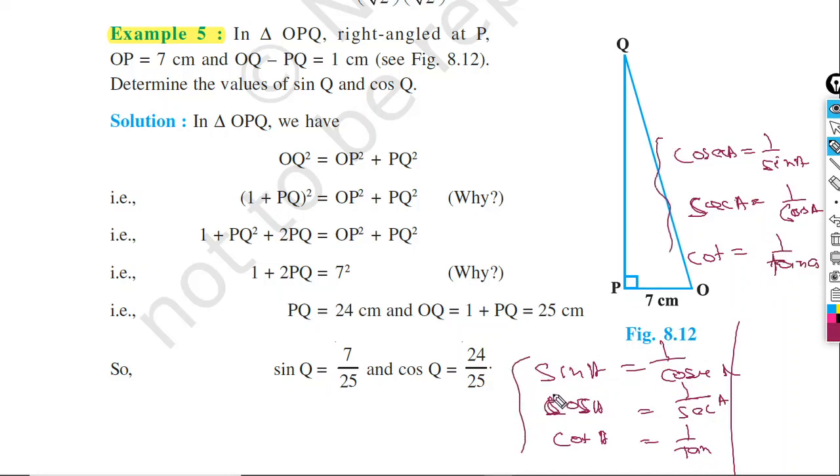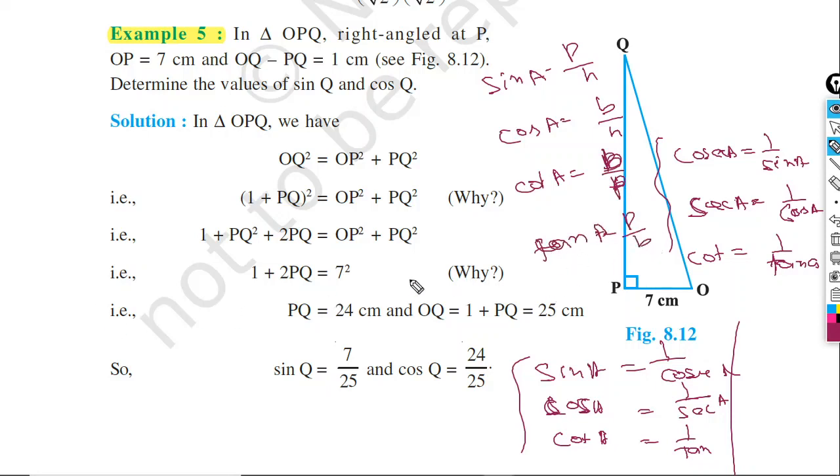Another formula: sin A equals P by H, cos A equals B by H, and tan A equals P by B. Then cot A will be B by P. Sec A equals H by B, and cosec A equals H by P.